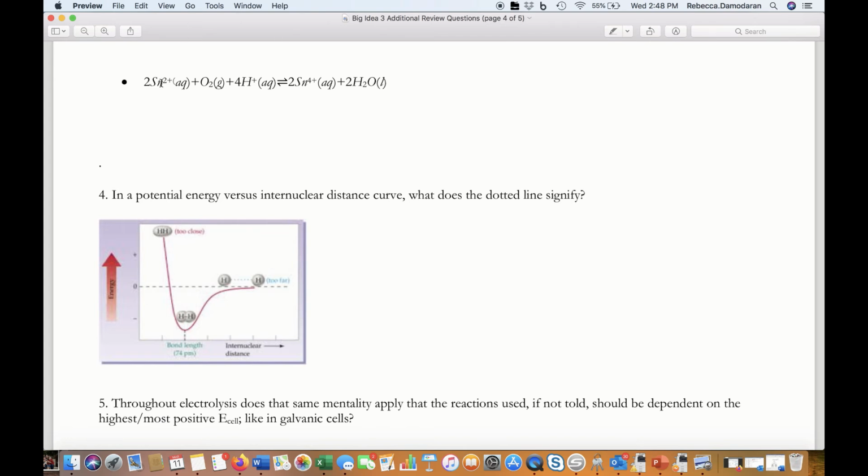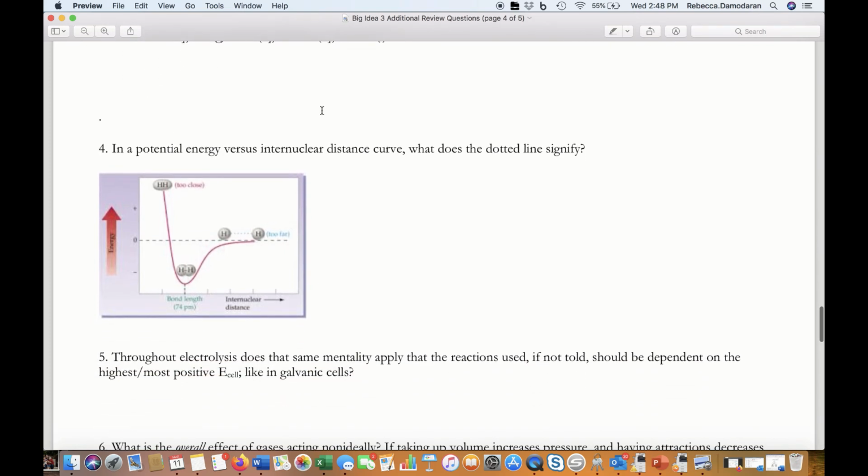You can also look at it here. You've got +4 and +8. So 4 electrons are being transferred. So your n there would be 4.